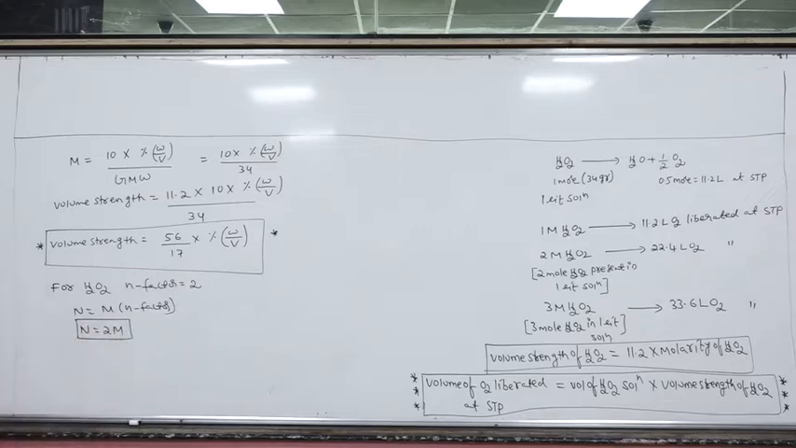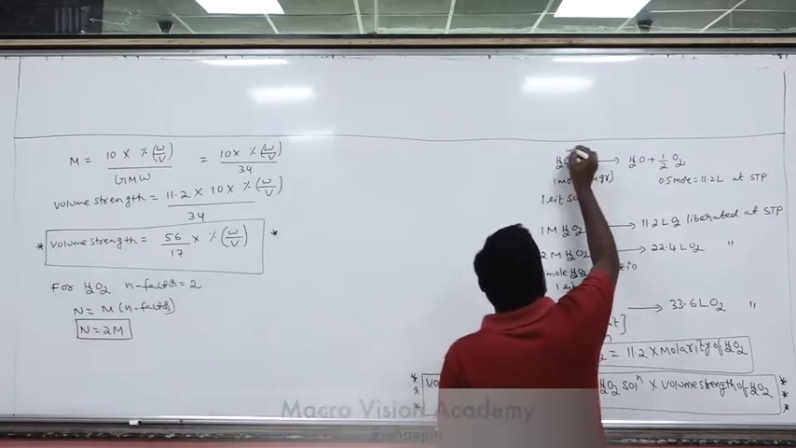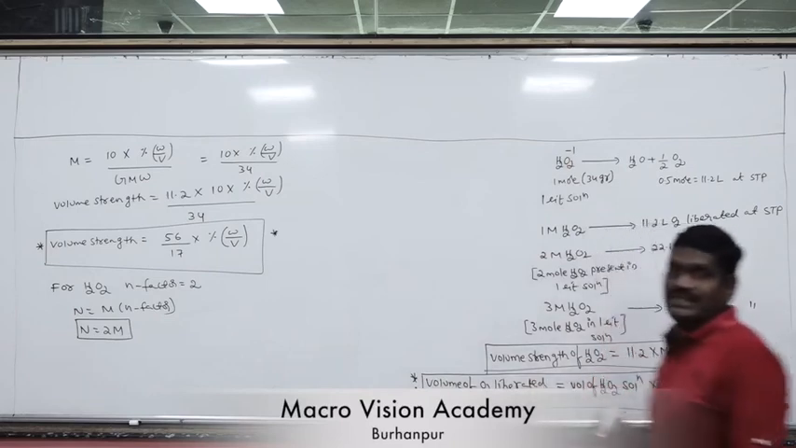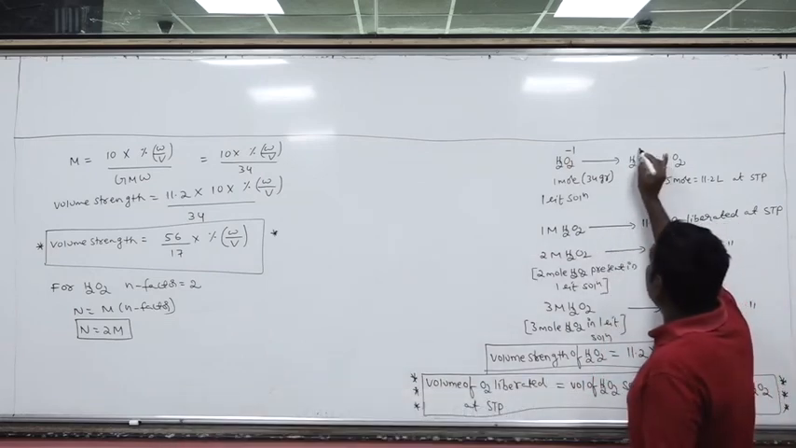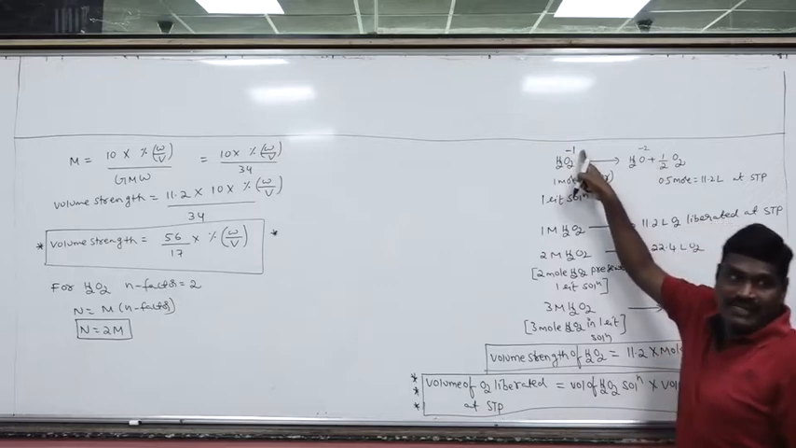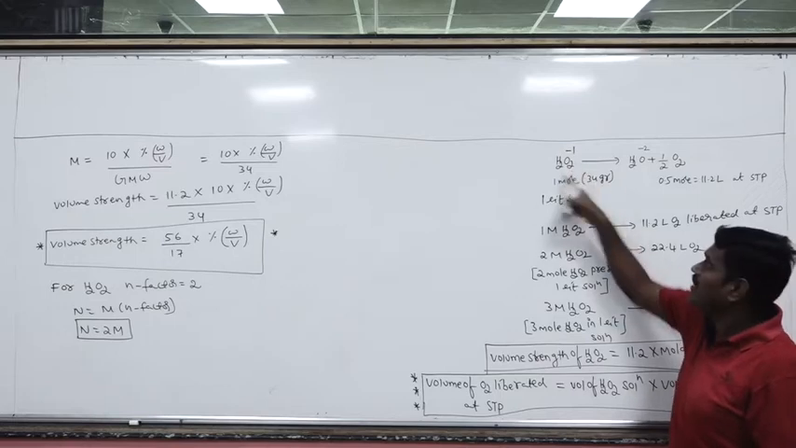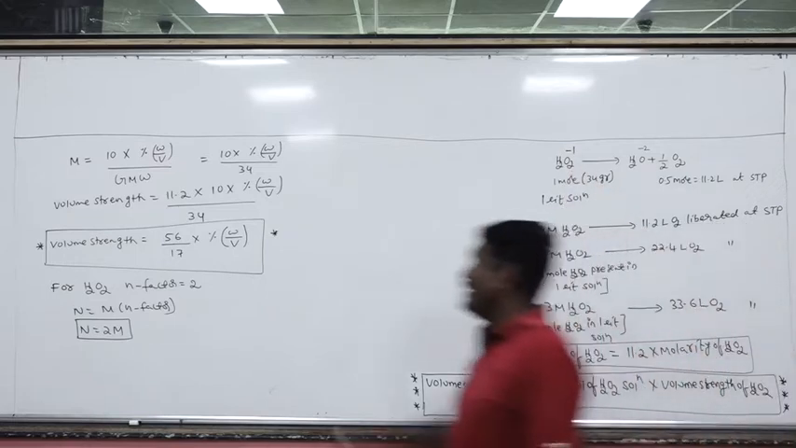Now here, if you see, oxygen oxidation state is -1, because in peroxides oxygen oxidation state is -1. -1 to -2, the change is 1 for one oxygen atom. There are two oxygen atoms, so 2 into 1, that is 2. That is, the H2O2 N factor will be 2 here.